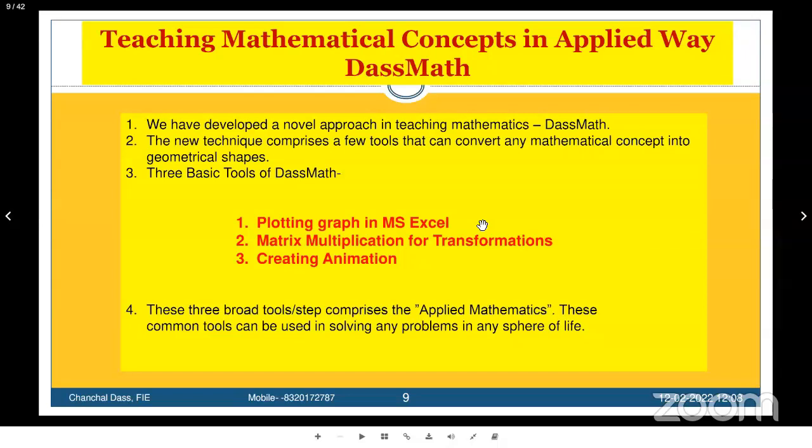So what we are teaching through DassMath is that you learn these three tricks. These are very simple tricks, no programming, no coding is required. And when you learn these three things, you can apply them to any mathematical concept: physics mathematics, chemistry mathematics, engineering mathematics, medical mathematics, anywhere. These three things are common. So in the applied way, if you learn these three things, you can learn all the concepts.